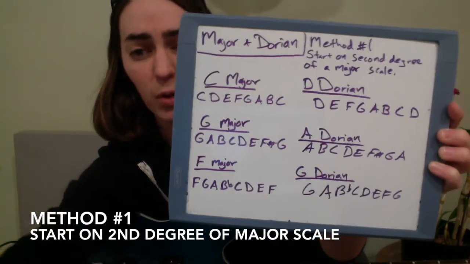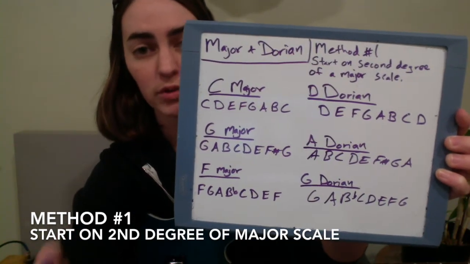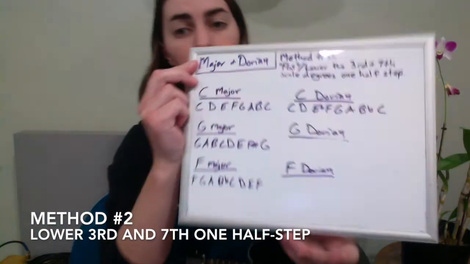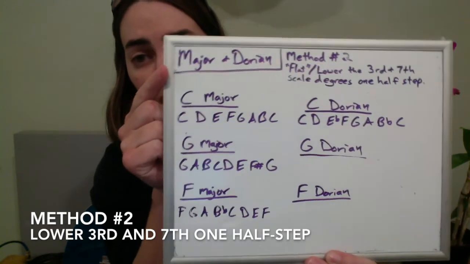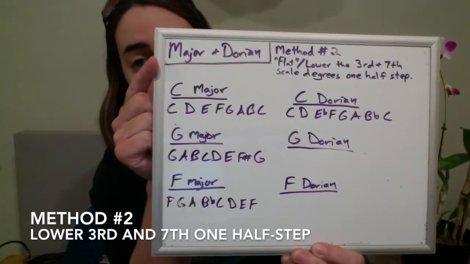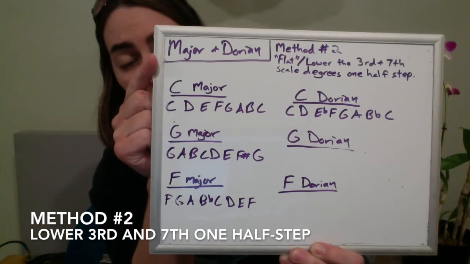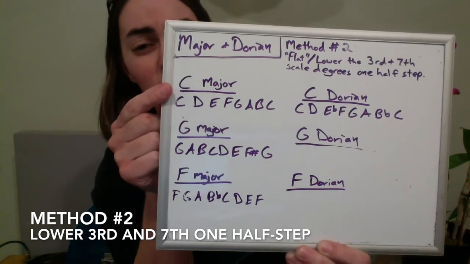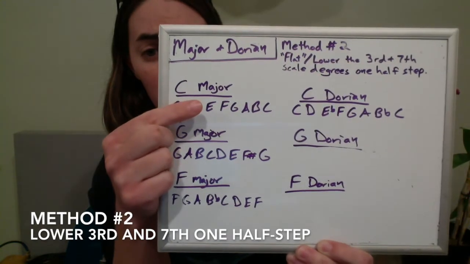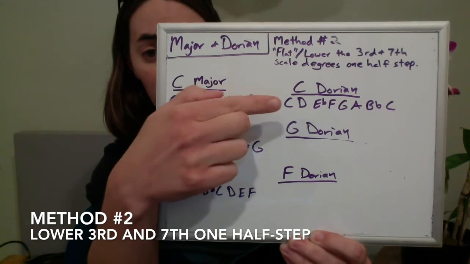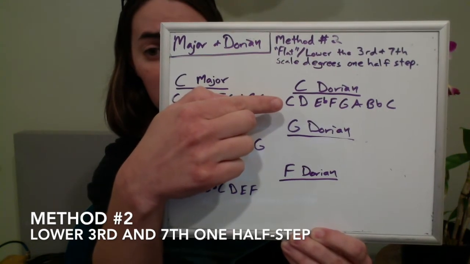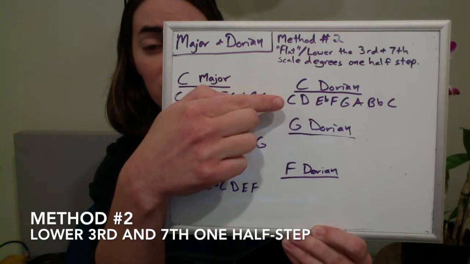Now, there's another way we can look at this and think of Dorian mode in relation to major scales, and it's going to involve actually altering the major scale. So method number two that we're going to look at in this video: if we flat or lower the third and seventh degree of the scale a half step, we will create a Dorian mode. So if you start with C major and we flat the third, which is E, and the seventh, B, we'll end up with a C Dorian scale. So C, D, E flat, F, G, A, B flat, and C.